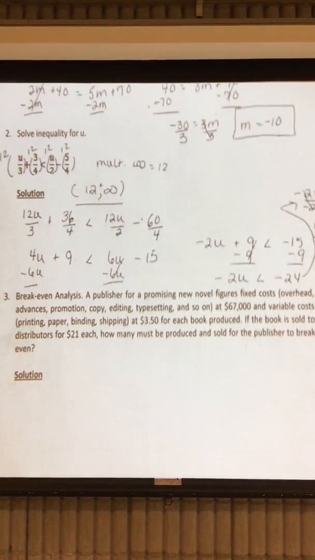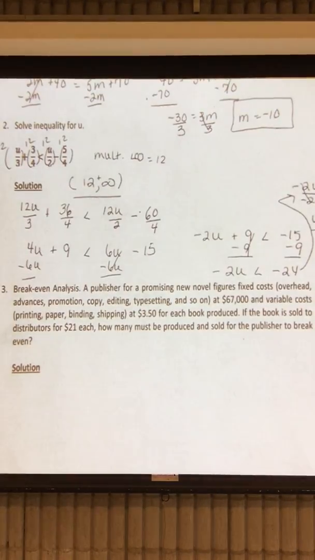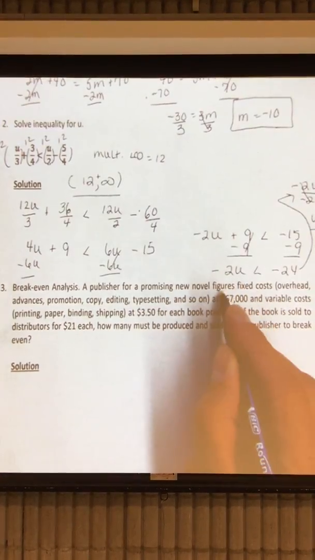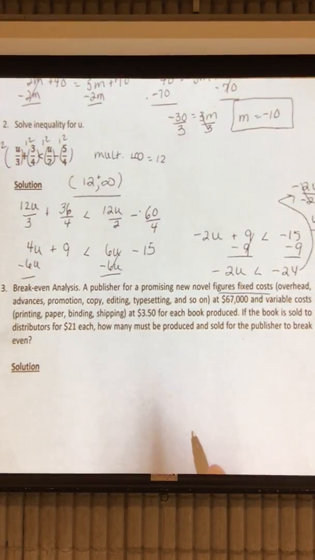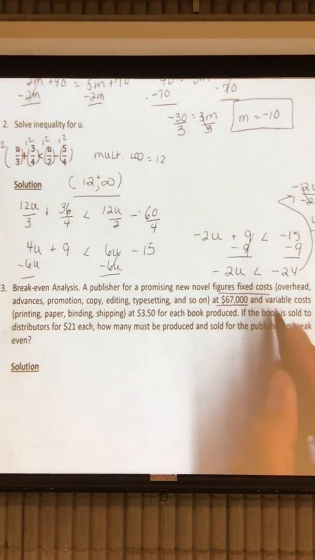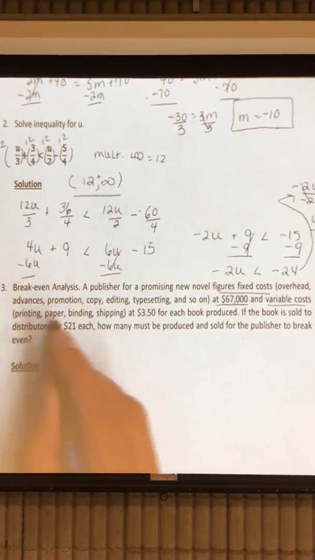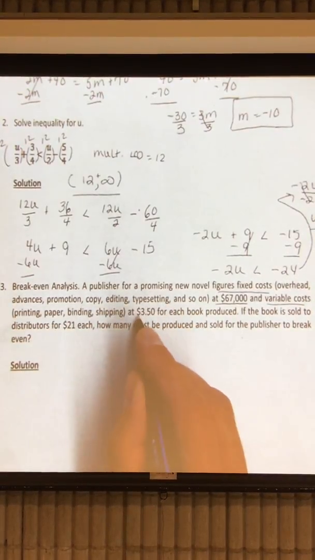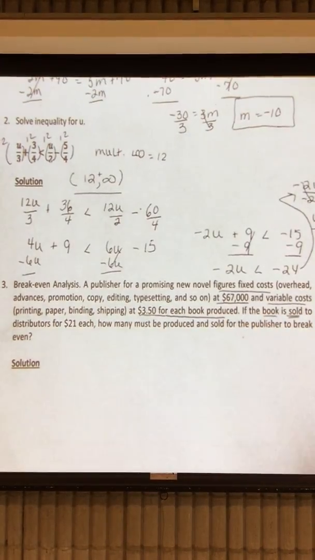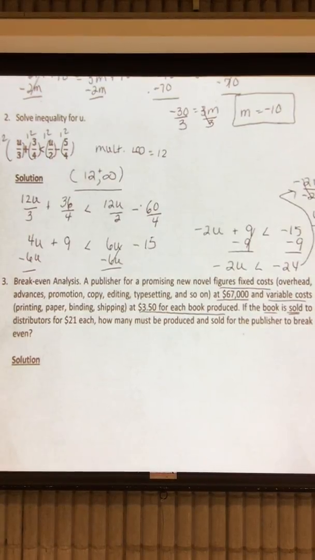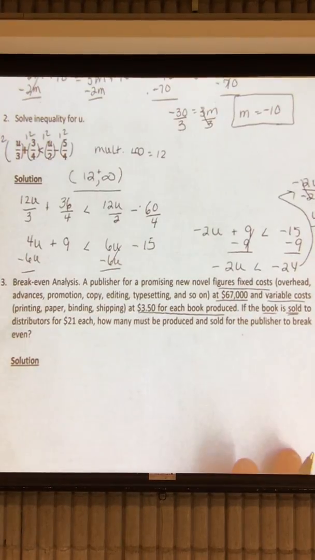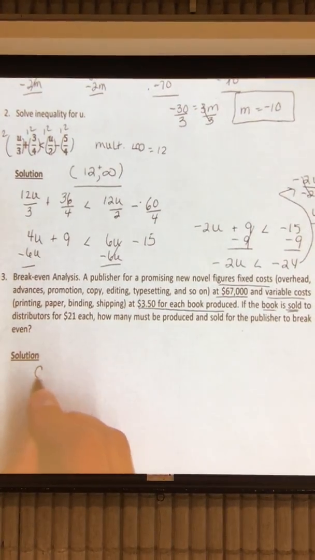Moving on to problem number 3, here we have a break-even analysis. A publisher for a promising new novel figures fixed costs, which is overhead, advances, promotion, etc., at $67,000, and variable costs, which is printing, paper, binding, etc., at $350 per book. If the book is sold to distributors for $21 each, how many must be produced and sold for the publisher to break even? So we first of all have to find our cost function and our revenue function.